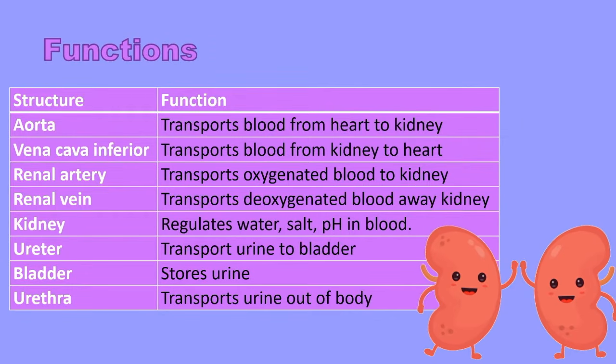Then the ureter transports urine to the bladder. The bladder only stores urine. It doesn't produce urine, it only stores it, and the urethra will remove the urine from the body.